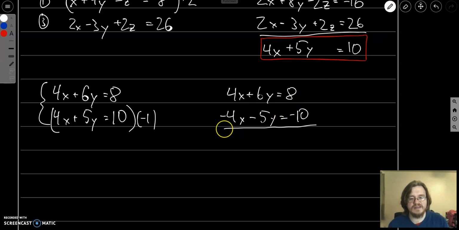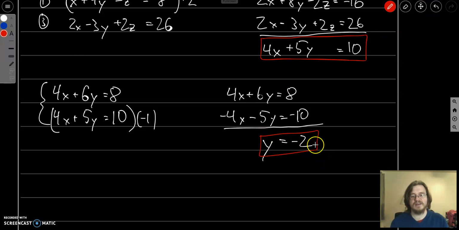And when I add these guys together, 4x and negative 4x, those cancel. 6y and minus 5y, well, 6 minus 5, that's just 1. So I only have y left over. And 8 and negative 10 adds up to negative 2. And there is my solution for y. So this is what y equals. So now I have to figure out what x and z are. Well, here I have 4x plus 6y is equal to 8. I could plug in negative 2 for y, and I can get x.